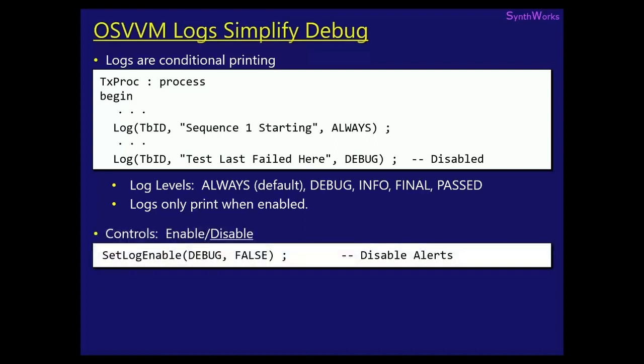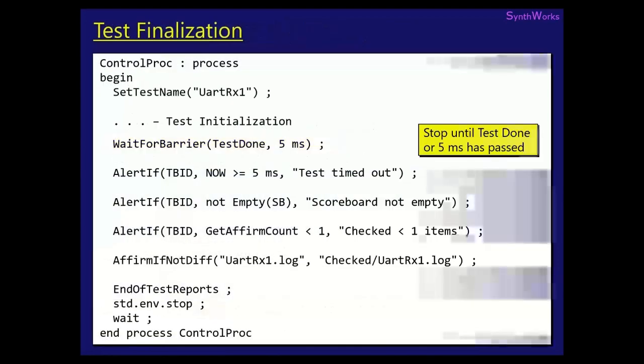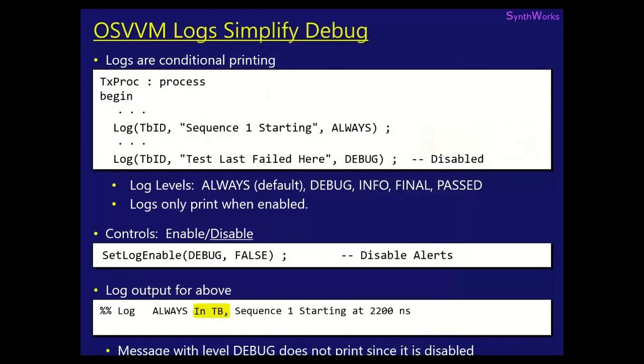So we have a set log enable. Again, they're disabled by default, but always, you can't enable or disable it. It's always on, okay? And then if the debug flag is false, then when we run that above code, it's only going to print the one for the always flag. Okay. And we can turn these on and off, enable and disable, from any context in our test bench. Okay. And we can do them specifically for an exact ID also.